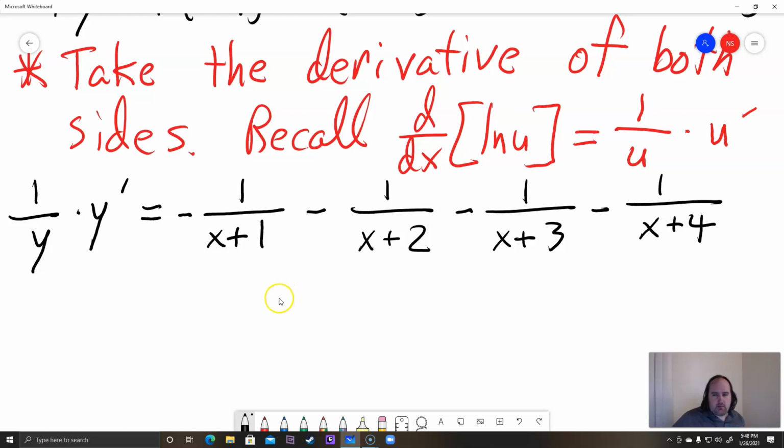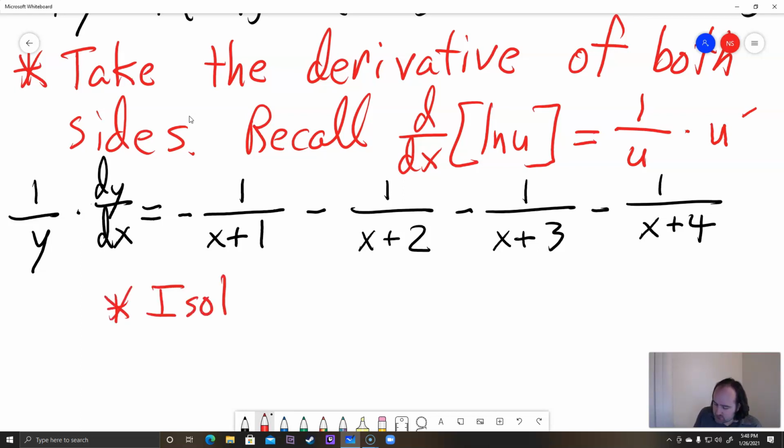Okay, and then that's considered done on the right side, but we need to actually isolate this y prime. Remember that y prime is the same as dy dx, or on the discussion board it will be dy dt. So instead of writing y prime, I'm going to go ahead and write dy dx. And what we have to do now is isolate the derivative. So we need to isolate dy dx. Okay, so that's the next step here.